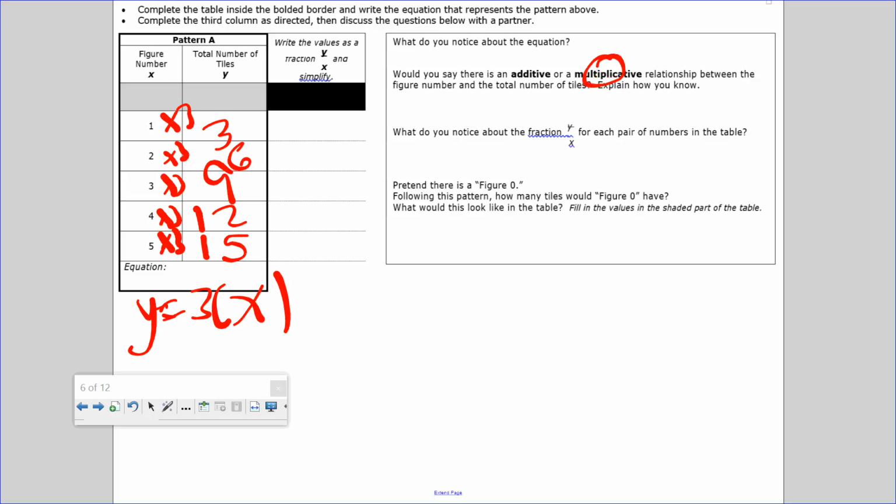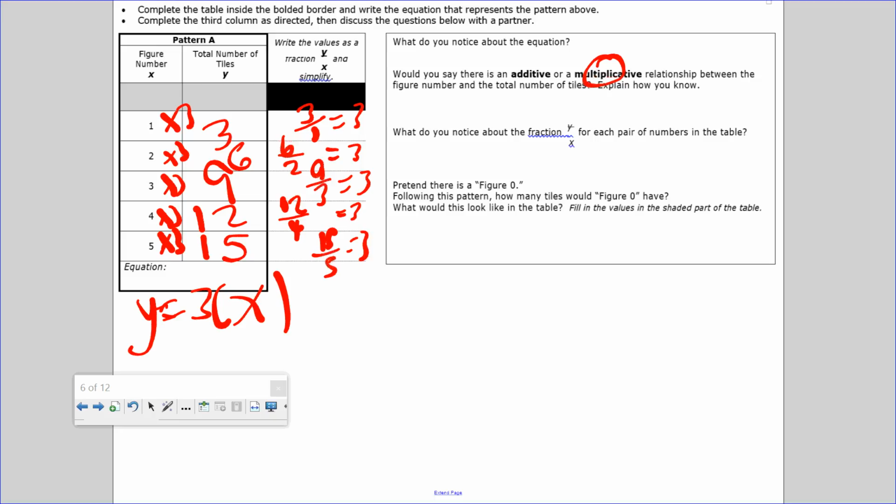What do you notice about the fraction y over x? Let's see. Y is 3, x is 1. Y is 6, x is 2. Y is 9, x is 3. Y is 12, x is 4. Y is 15, x is 5. This will equal 3. If I simplify, it equals 3, 3, 3, 3.